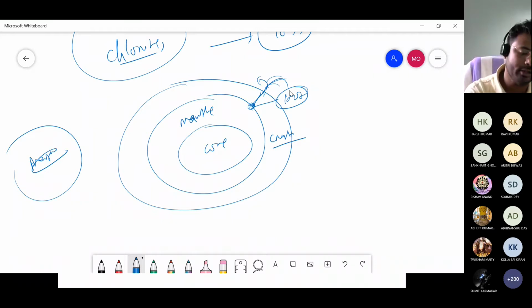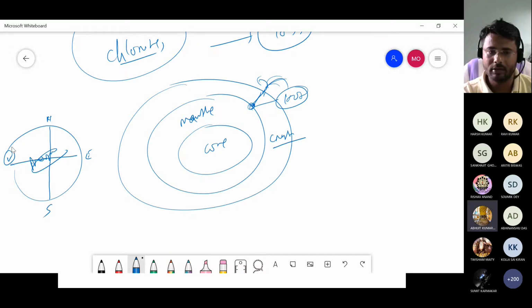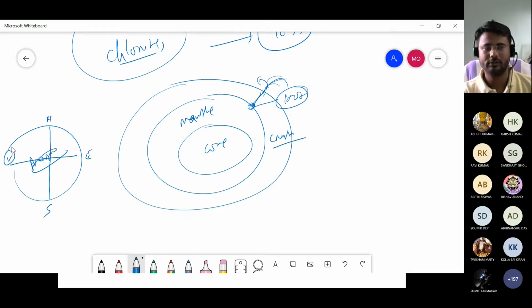So initially, from here to here, from east to west, everything was in a molten stage. Okay. That means the internal magma is cooling down. Yeah, we'll come to that.